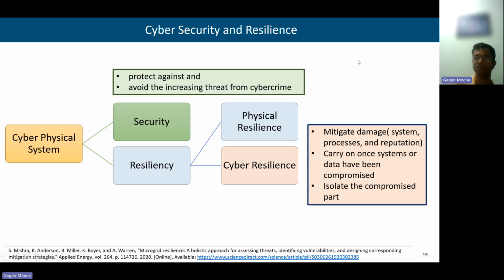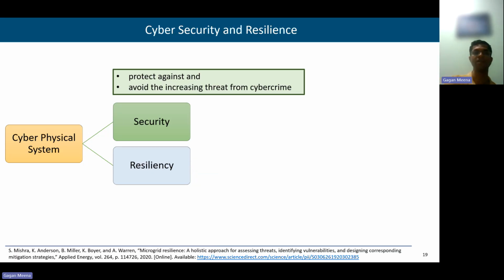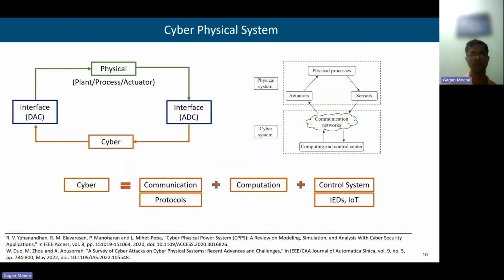Even if the data system is compromised, still carry on with the system, isolate the compromised part, make it healthy, and then connect it back to the system. Then communication resilience, you can include it in the cyber resilience itself. That is very important. So here you can see, let us take an example of this.